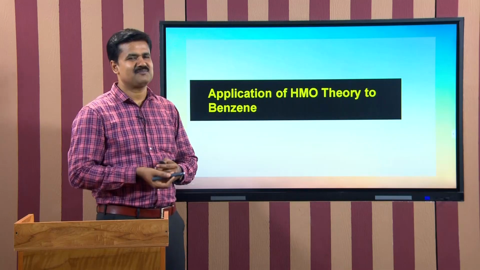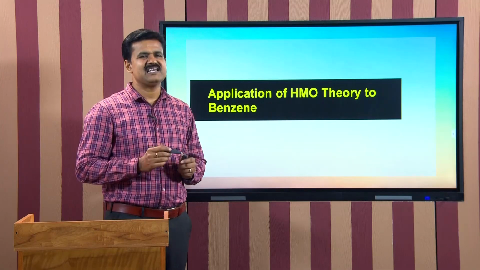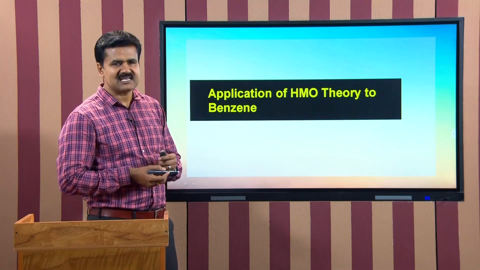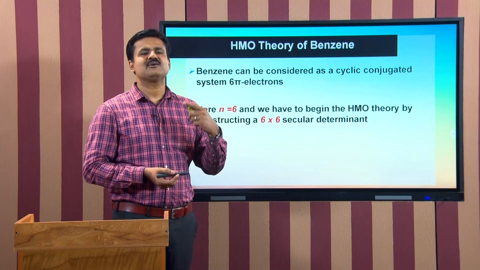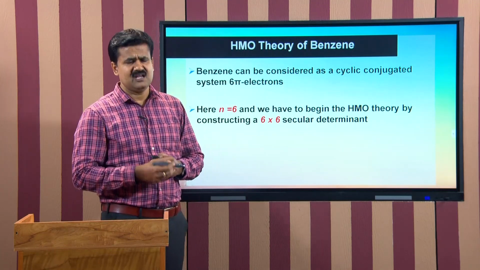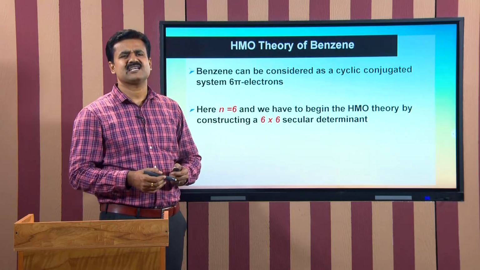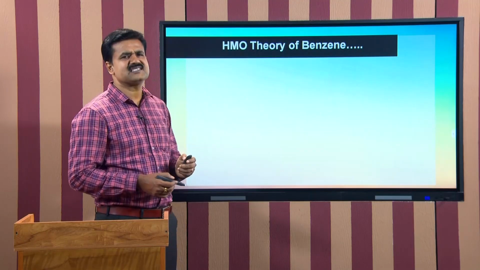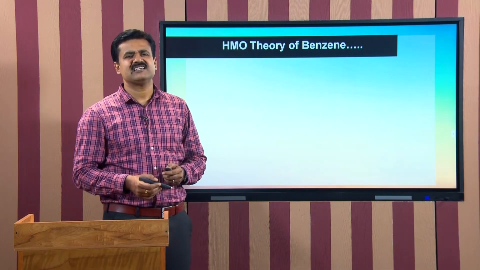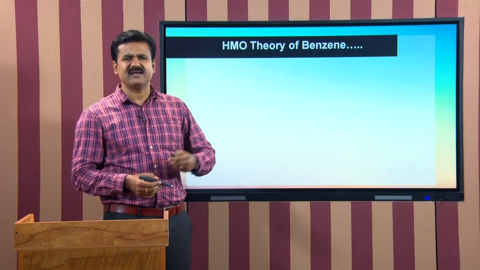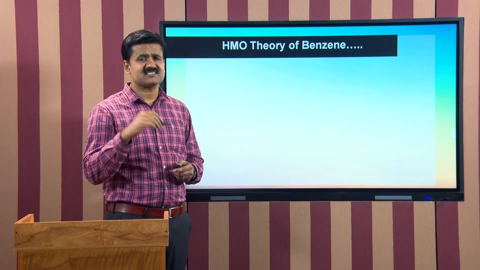Now, we can take another example, a cyclic system, and that system is benzene. So, we are now studying the application of Huckel molecular orbital theory to benzene. We know benzene can be considered as a cyclic conjugated system with 6 pi electrons. Notably, n is equal to 6. So, we have to solve a 6 by 6 secular determinant. In the very beginning, we represent the complete 6 by 6 secular determinant.